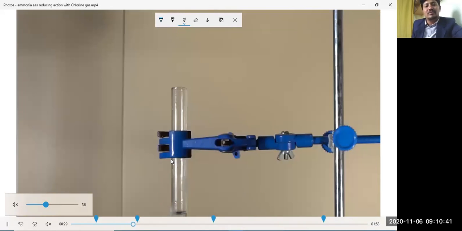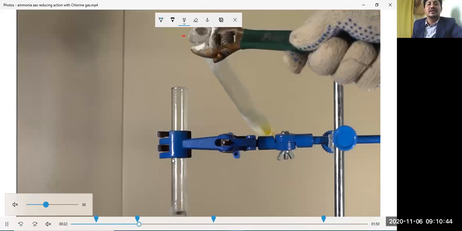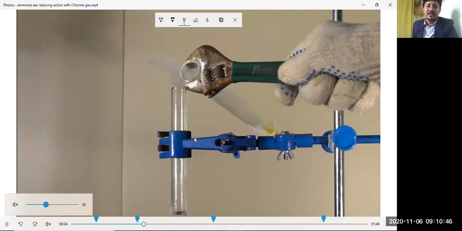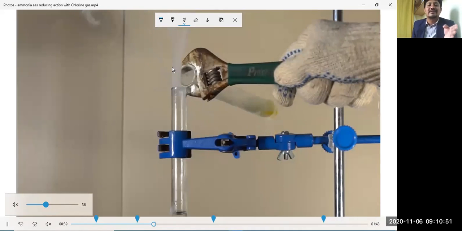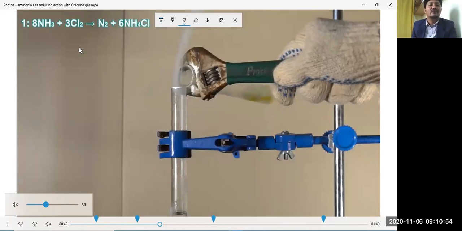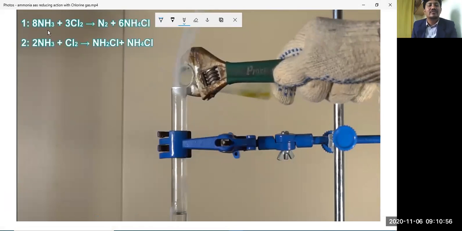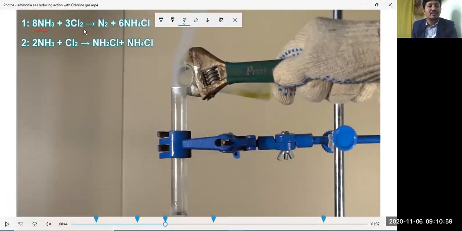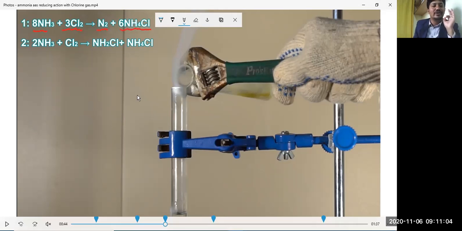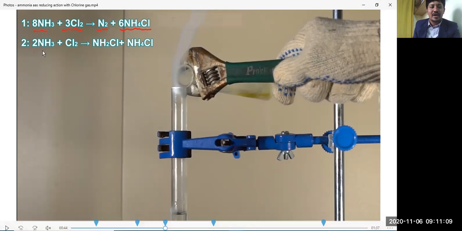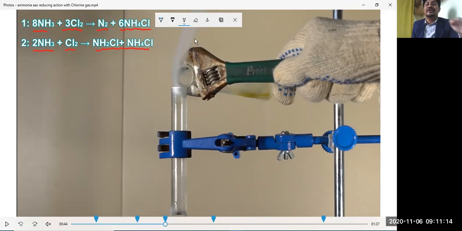Now we are treating liquid chlorine with ammonia at low temperature. Look here, there is a formation of fumes. Those fumes are nothing but ammonium chloride. When ammonia reacts with a chlorine molecule, that forms nitrogen and ammonium chloride. There is also a possibility that ammonia with chlorine only forms ammonium chloride. So in different conditions, these are the possibilities I am talking about.